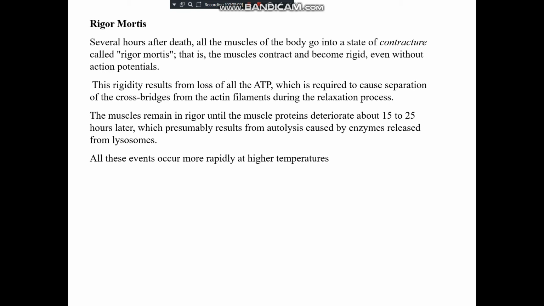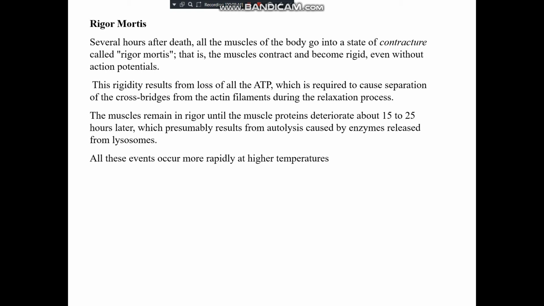As a result, the rigor position, which is when the myosin head attaches strongly with the active site on the actin, will remain as it is. It will not undergo relaxation. How long? Till the muscle proteins start deteriorating. Again, it may take 15 to 25 hours, because of the autolysis which has been caused by the lysosomes.